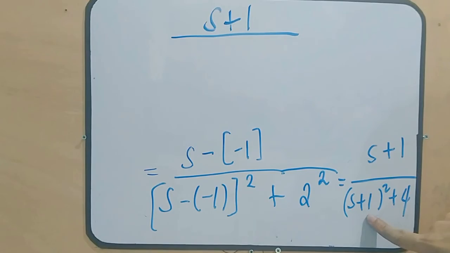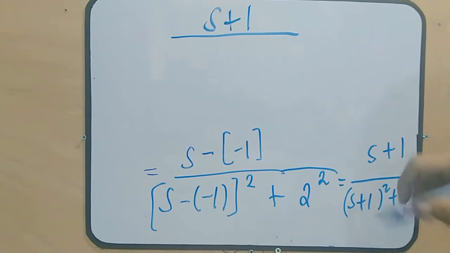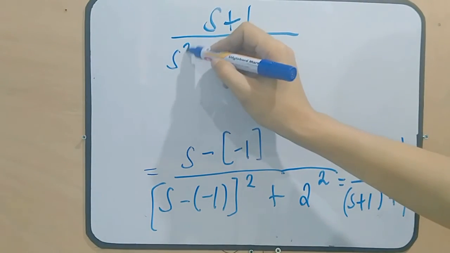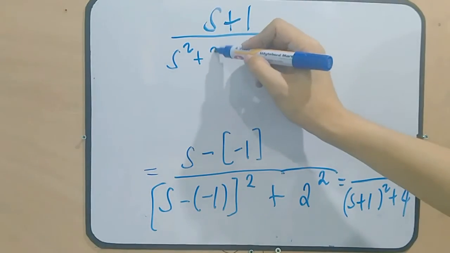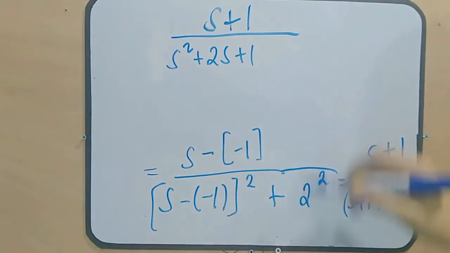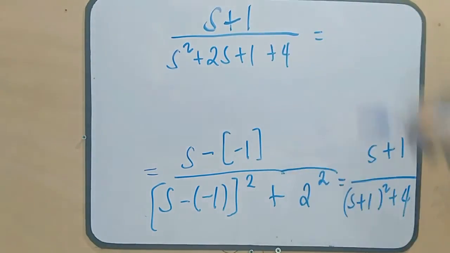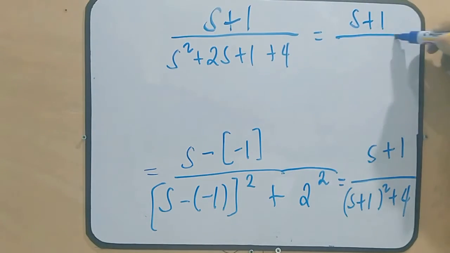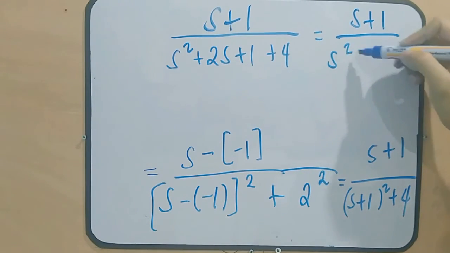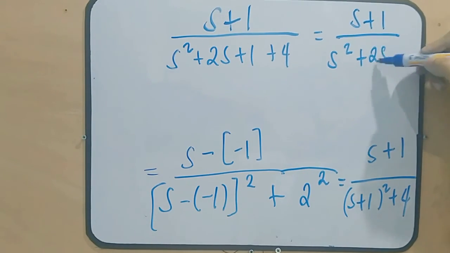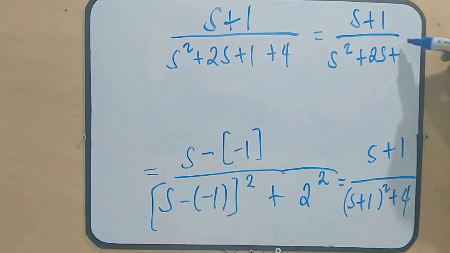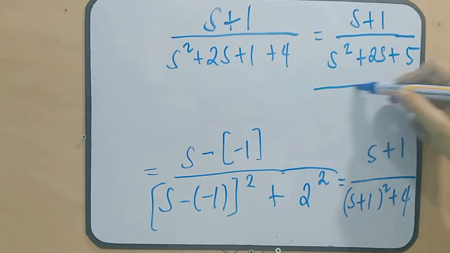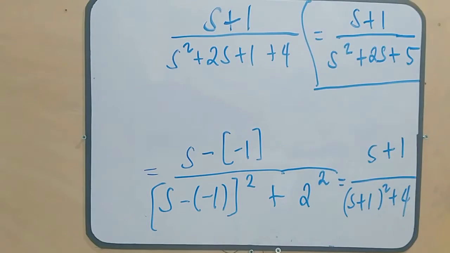So here we have here S squared. So i-expand natin to guys. So S squared plus, of course this is 2S plus 1. You have here plus 4. So equals. So ito yung i-expand natin guys. So this is just equal to S plus 1 all over, so you have here S squared, combine like term, so 2S plus, so 1 plus 4, that is 5. So ito guys yung final answer natin for this problem.